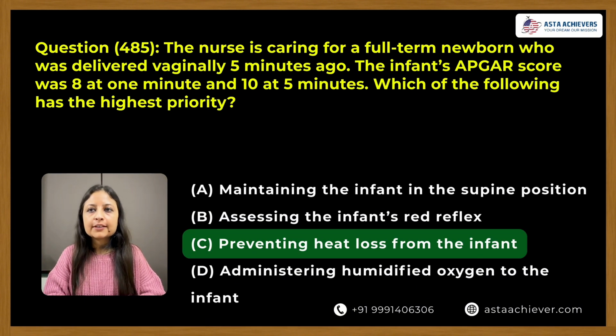Question number 485. The nurse is caring for a full-term newborn who was delivered 5 minutes ago, and the infant's Apgar score was 8 at 1 minute and 10 at 5 minutes. Which of the following has the highest priority? Option A, maintaining the infant in the supine position. Option B, assessing the infant reflexes. Option C, preventing the heat loss from the infant. And option D, administering the humidified oxygen to the infant. So option C, preventing the heat loss from the infant, is the next and important step.